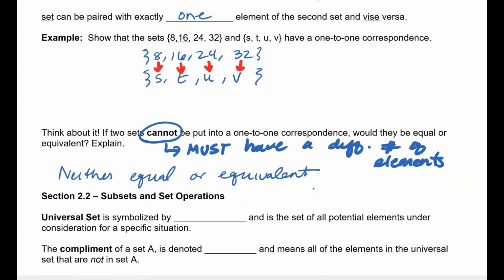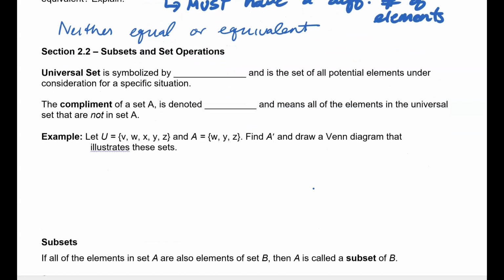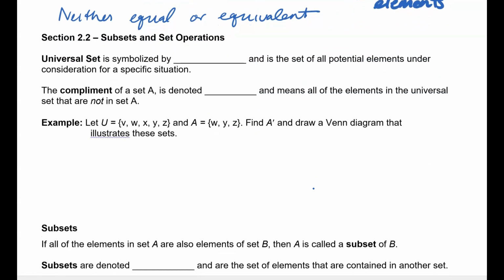Okay, so let's talk about section 2.2. So 2.2, set, subsets, and set operations. The universal set is symbolized by the letter U, a capital U, and is the set of all potential elements under consideration for a specific situation. I know that this might seem overwhelming, and it's hard to understand what this means now, but let's write this down, and then I'll do an example below, and hopefully this will make more sense.